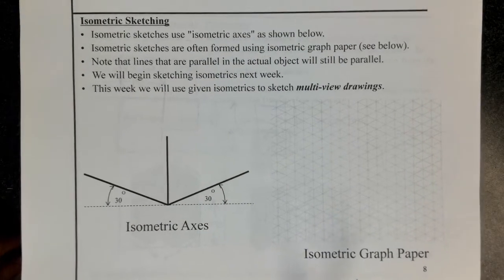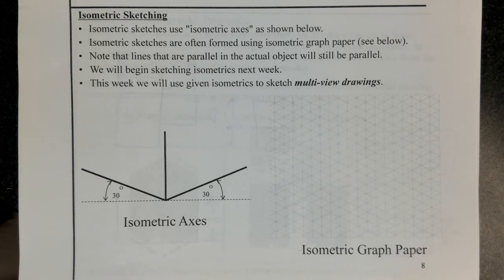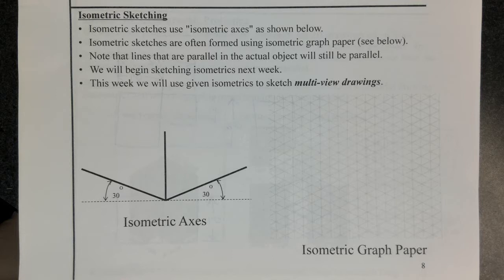Okay, so what is an isometric drawing or isometric sketch? Well, an isometric sketch uses an isometric axis. Here is an isometric axis. These two lines here form an angle of 30 degrees with respect to the horizontal. This line forms a 90-degree angle with respect to the horizontal. Okay? This is what the graph paper looks like.